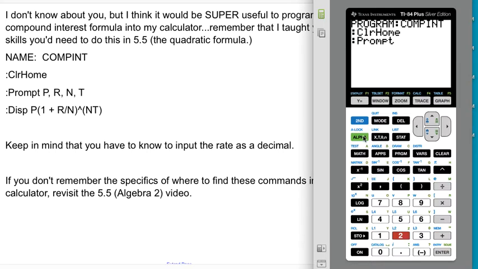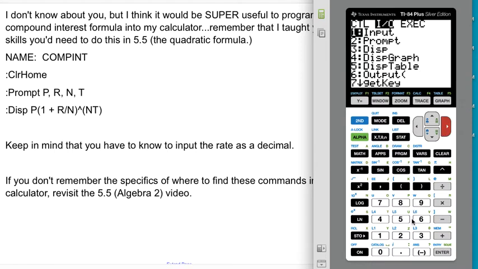So I'm going to prompt for alpha P, comma, alpha R, comma, alpha N, and alpha T. Okay, and then I'm going to hit enter. And then what I want to display is what A of t would be, right? So I'm going to go to program, go over to input output, and pick display.